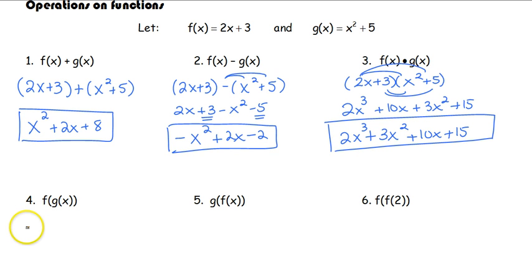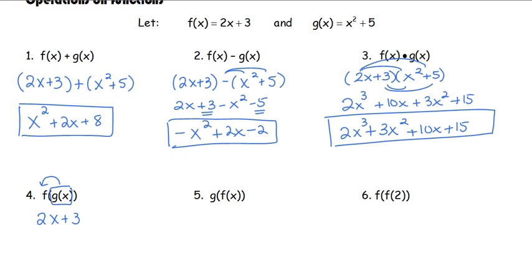For number 4, now this is where it gets new. We have f of g of x. This is a composite function. This means I'm taking g of x and I'm plugging it into my f of x equation. When we look at f of x, this is in terms of x. So x is the variable. We are going to plug g of x into f for x. So f of x is 2x plus 3.